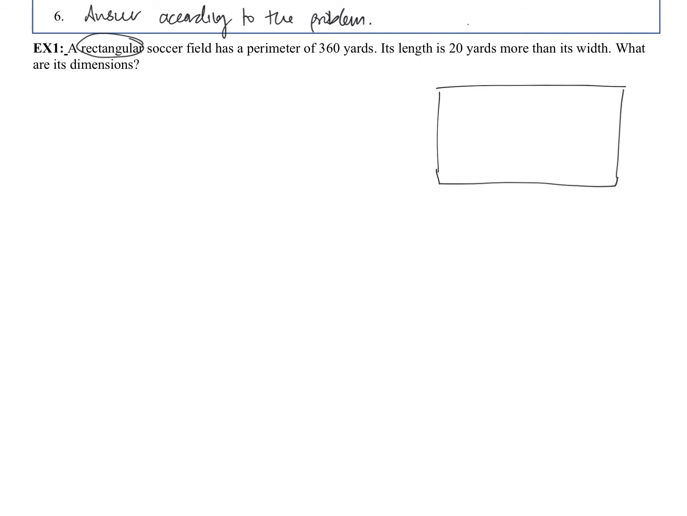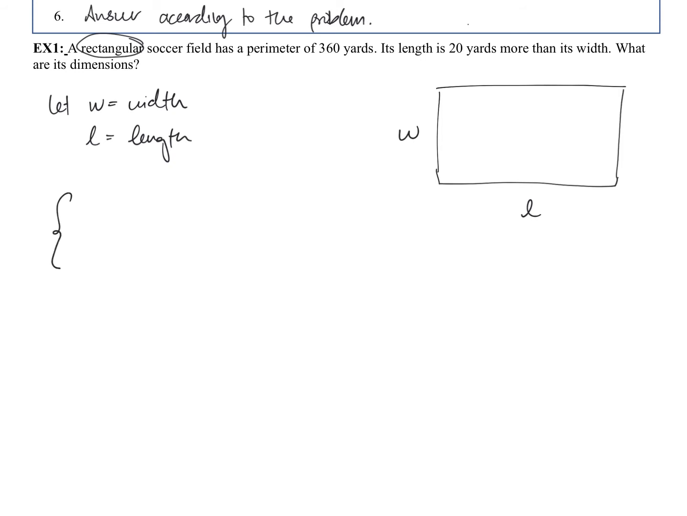Okay, so a rectangle has a perimeter of 360 yards. Length is 20 yards more than its width. And we want to know what the dimensions are. So we don't know what the dimensions are, so I'm going to go ahead and say, let W equal width and let L equal the length. So we know that this is W and this is L. So now we need to create two equations because we have two variables. Let's go ahead and set up our system.